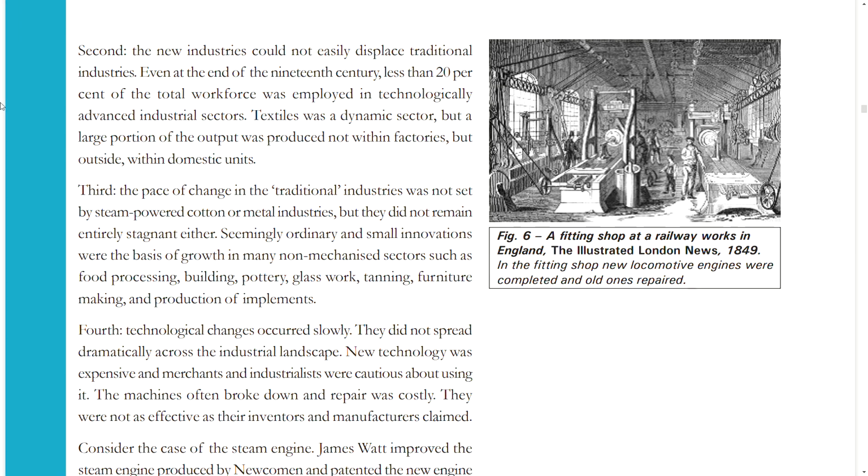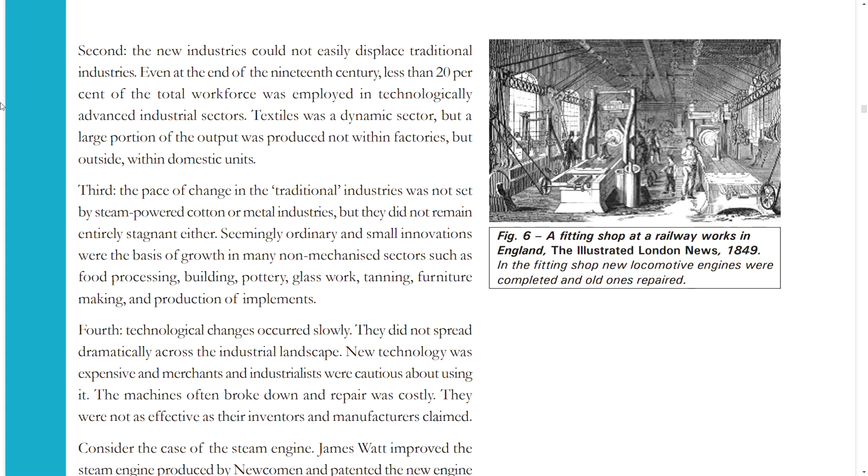Second, the new industries could not easily displace traditional industries. Even at the end of the 19th century, less than 20% of the total workforce was employed in technologically advanced industrial sectors. Textiles was a dynamic sector, but a large portion of the output was produced not within factories, but outside within domestic units. Third, the pace of change in the traditional industries was not set by steam-powered cotton or metal industries, but they did not remain entirely stagnant either.